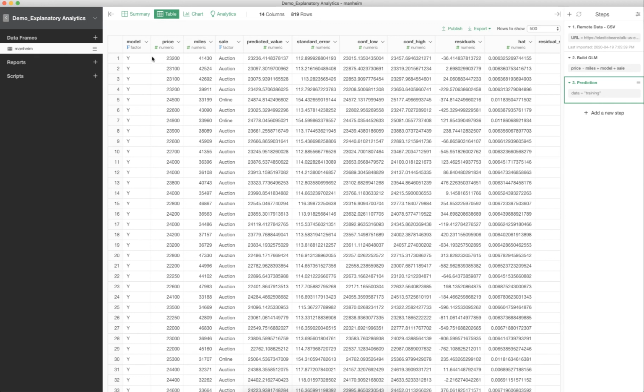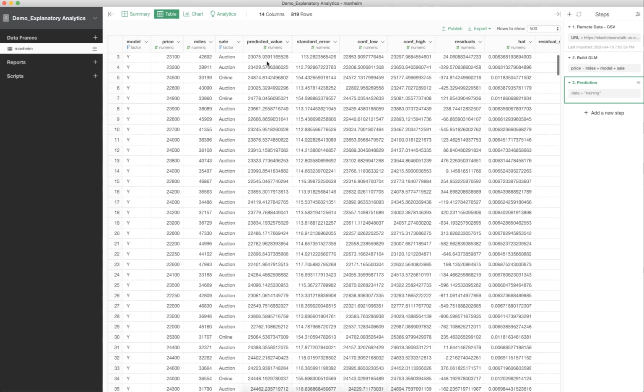The actual price of the car that was sold was $23,200. The predicted value based on the model is $23,236. The next column we want to pay attention to is residual right here. Residual tells us how much our model varies from the actual observed value. And so we are $36 above in the predicted value, and so the residual is minus 36 because the actual price was $23,200.